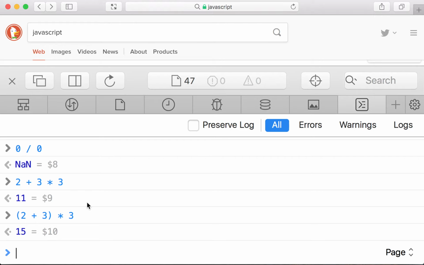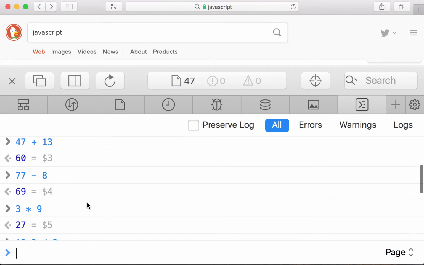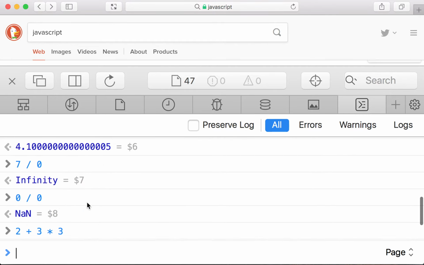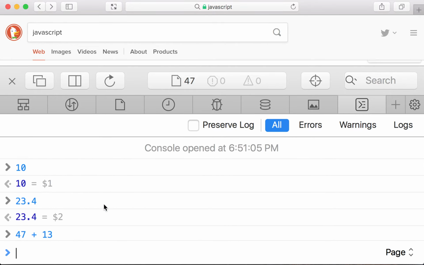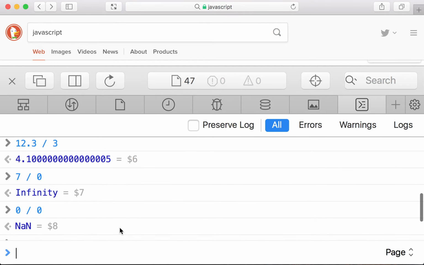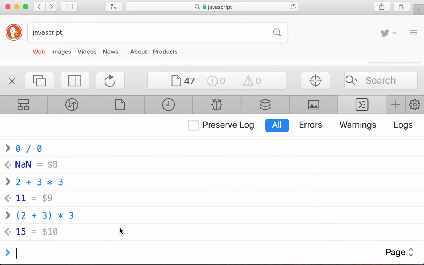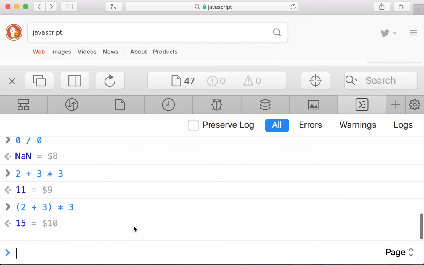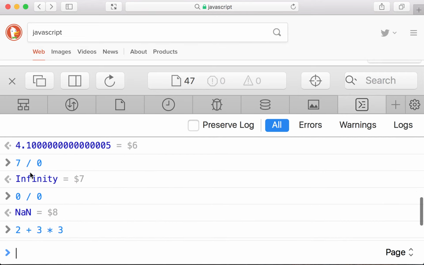Okay, so I think we're good for this video. We learned simple mathematical operations. Your console is your friend. If you want to do some mathematical calculations, it's there for you. Just open it up in any browser and you can do some calculations. We also learned about a few quirks of JavaScript: a number over 0 gives infinity, and 0 over 0 gives NaN, which is called not a number.